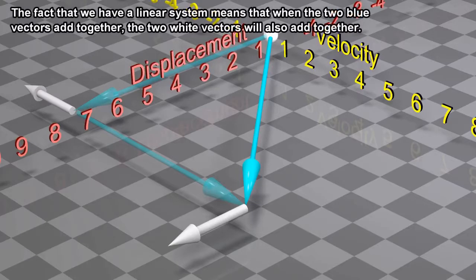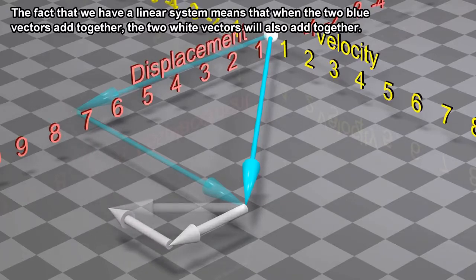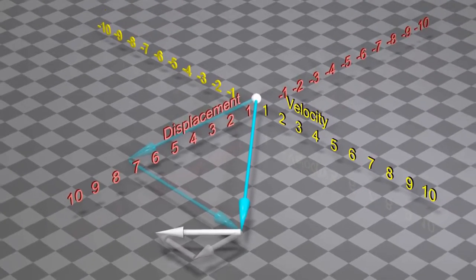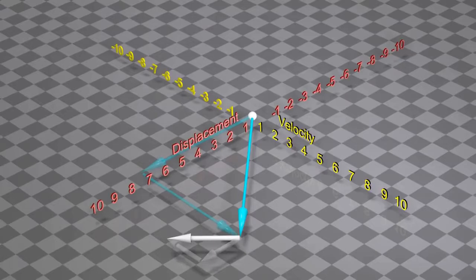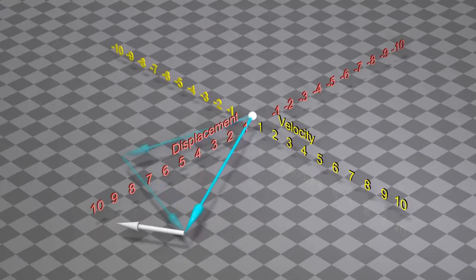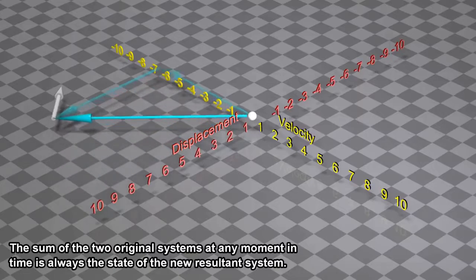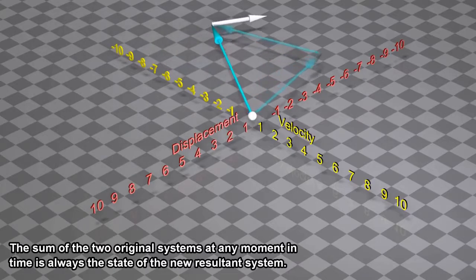The fact that we have a linear system means that when the two blue vectors add together, the two white vectors will also add together. The sum of the two original systems at any moment in time is always the state of the new resultant system.